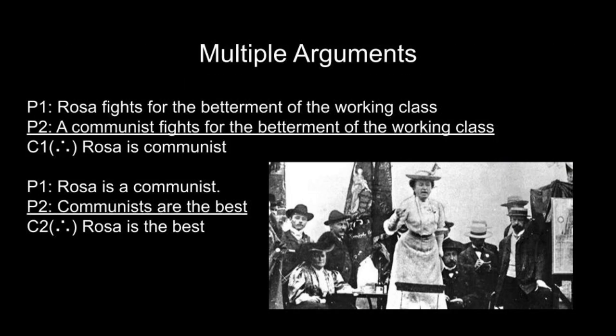First, let's return to Comrade Rosa for a moment. Some idiot says, Rosa isn't a communist. It's easy as long as we ignore all of our anarchist and non-communist comrades and say, a communist fights for the betterment of the working class. Then we can say, Rosa fights for the betterment of the working class. It's not hard to see where it goes from there.